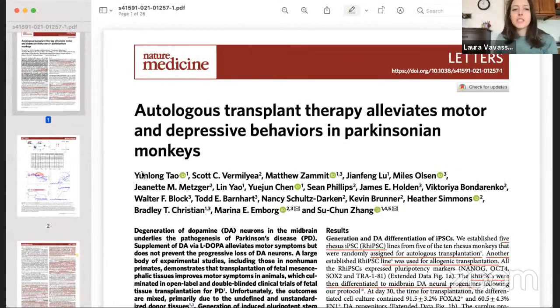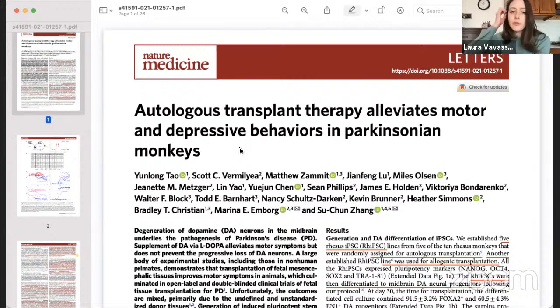Okay, so this morning I wanted to present this paper. It came out last week in Nature Medicine. And I found it to be very cool because it uses this exciting technique, which is autologous transplant therapy. It is used to try to see whether we can, with this method, alleviate the symptoms related to Parkinson's disease. It is a study that was carried out in monkeys.